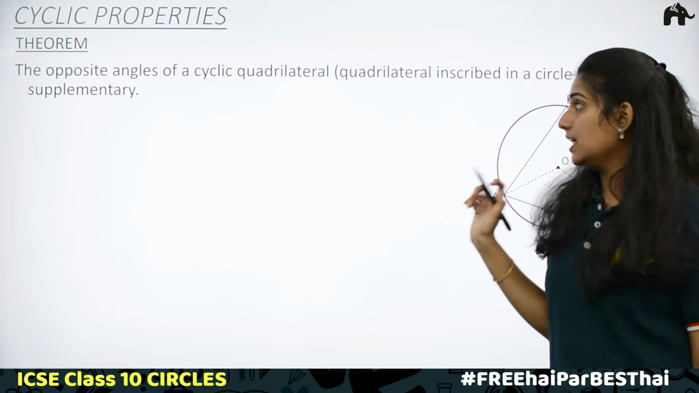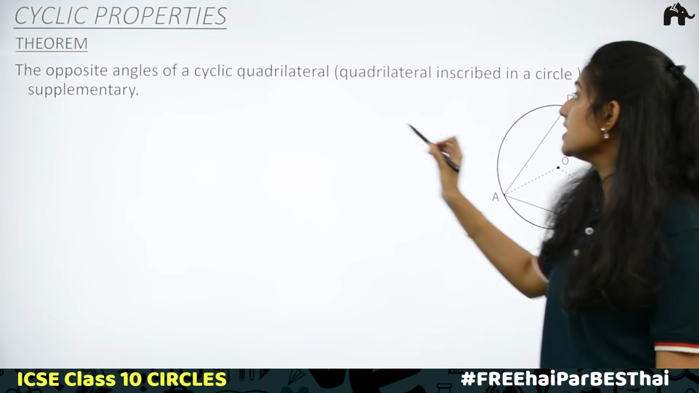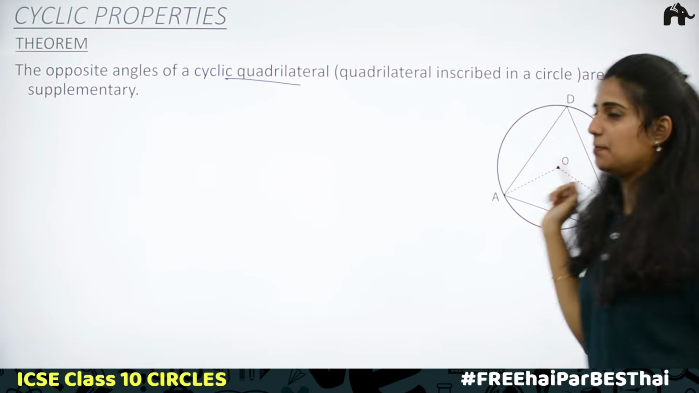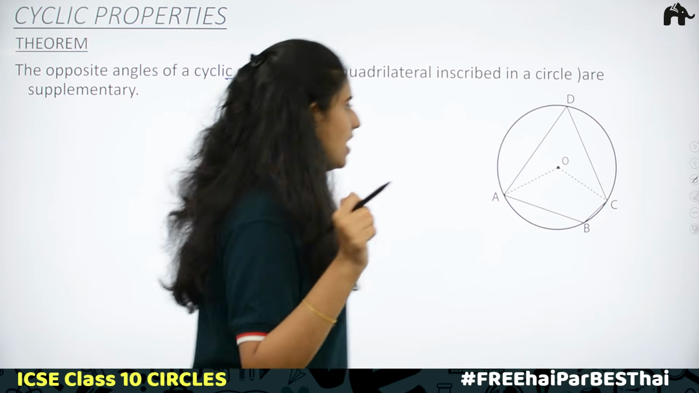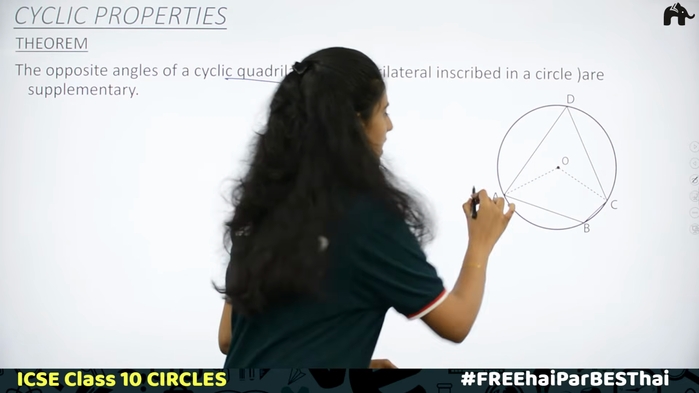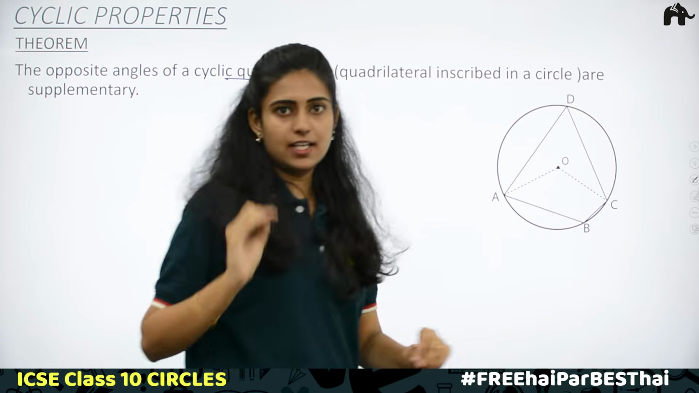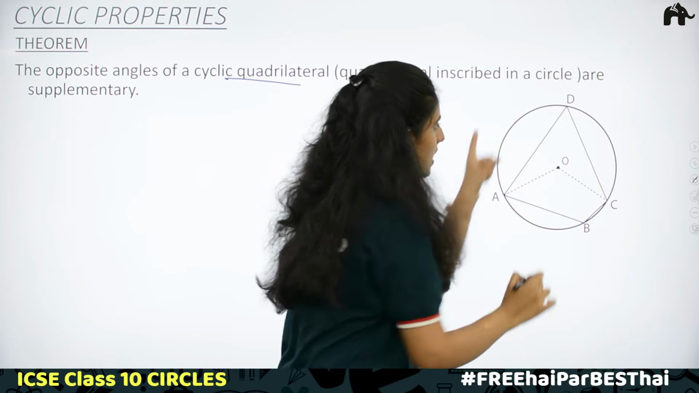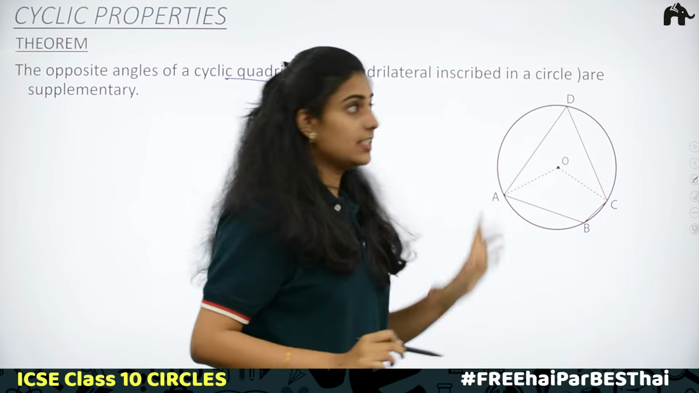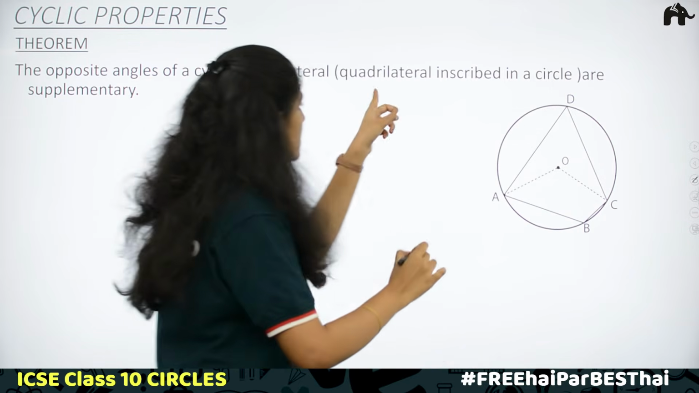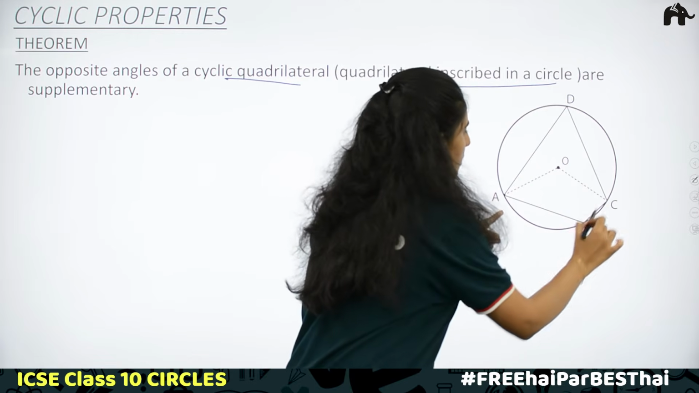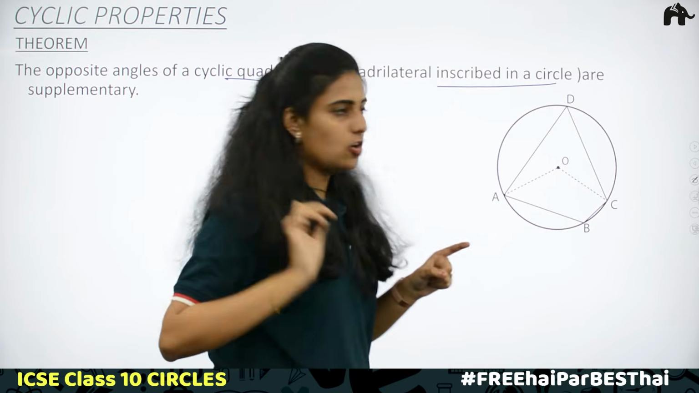So, here we have a theorem to study the opposite angles of a cyclic quadrilateral. Quadrilateral inscribed in a circle are supplementary. What is a cyclic quadrilateral? So, here we have a cyclic quadrilateral. A, B, C, D is a cyclic quadrilateral. Why? Because these points, the vertices of the quadrilateral lie on the circle, touches the circle or inscribed in a circle. Okay. So, here we have A, B, C, D is a cyclic quadrilateral.